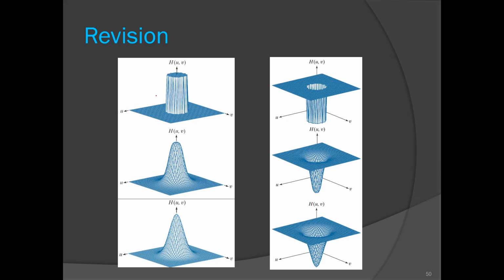These are the perspective plots of these filters. These are regarding low pass filters, and these are the perspective plots of high pass filters. So this is for ideal, this is the Butterworth low pass filter, and this is the Gaussian low pass filter, and these are their counterparts. As you can see, they are perfectly opposite to these, and this value of H varies from 0 to 1.